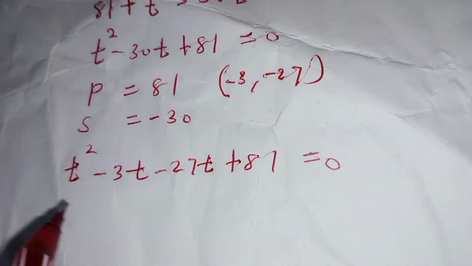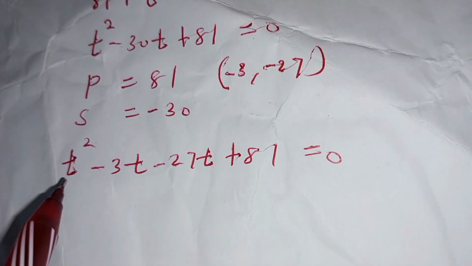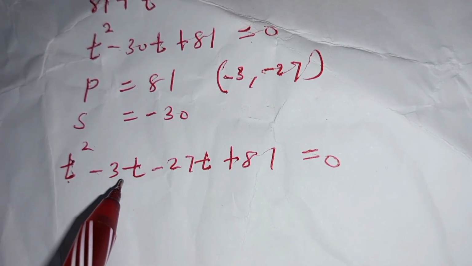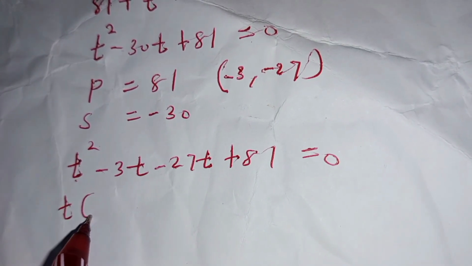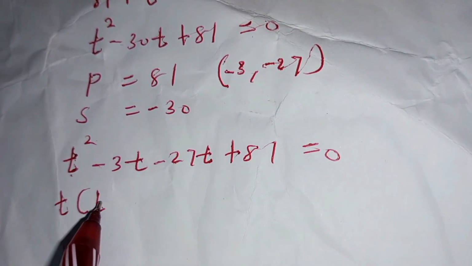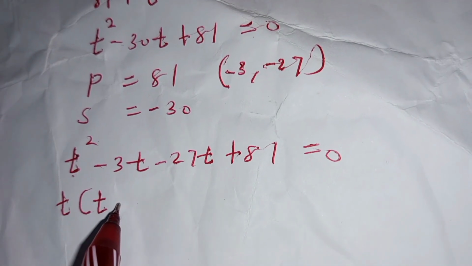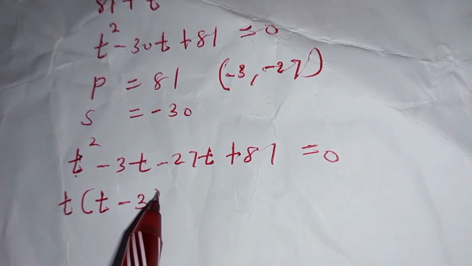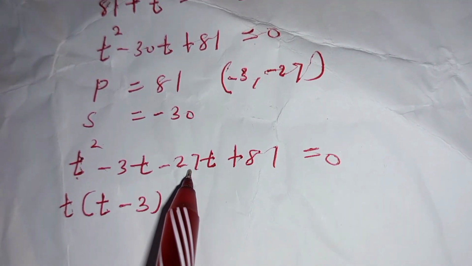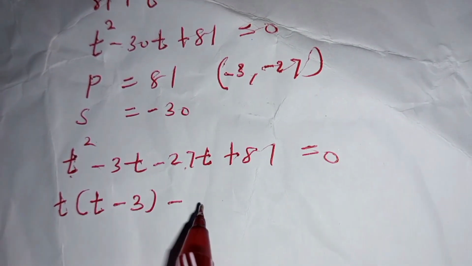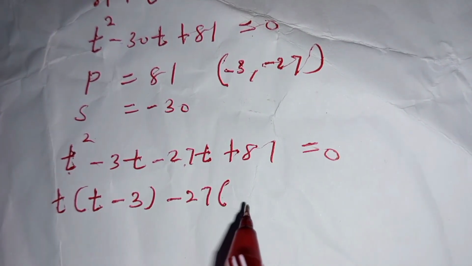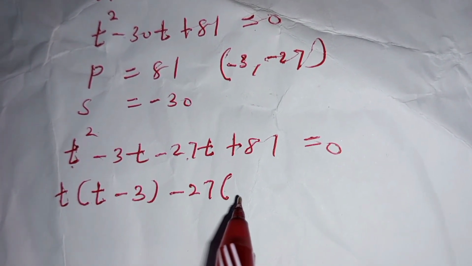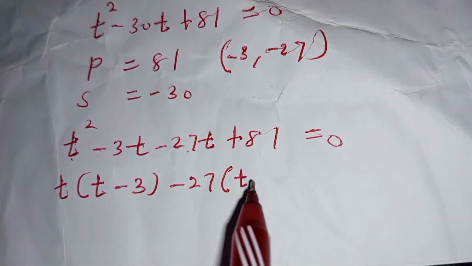So you factorize by pairing, where we have t squared minus 3t. What is common? It is t. T squared divided by t is t. Negative 3t divided by t is negative 3. Then negative 27t and 81. What is common is negative 27. Negative 27t divided by negative 27 is t.